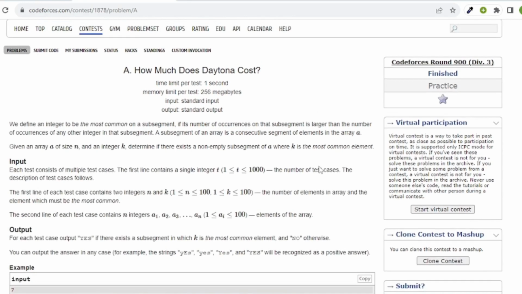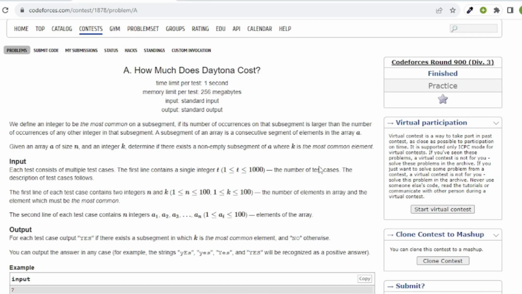We define an integer to be the most common on a subsegment if its number of occurrences on that subsegment is larger than the number of occurrences of any other integer in that subsegment. A subsegment of an array is a consecutive segment of elements in the array A. Given an array A of size n and an integer k, determine if there exists a non-empty subsegment of A where k is the most common element.